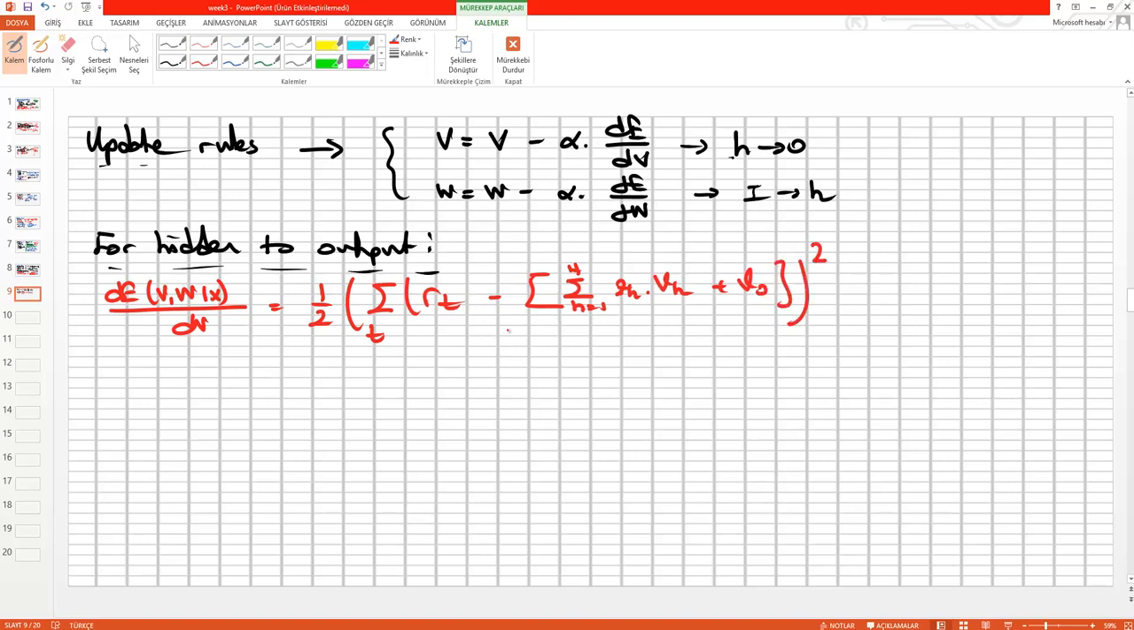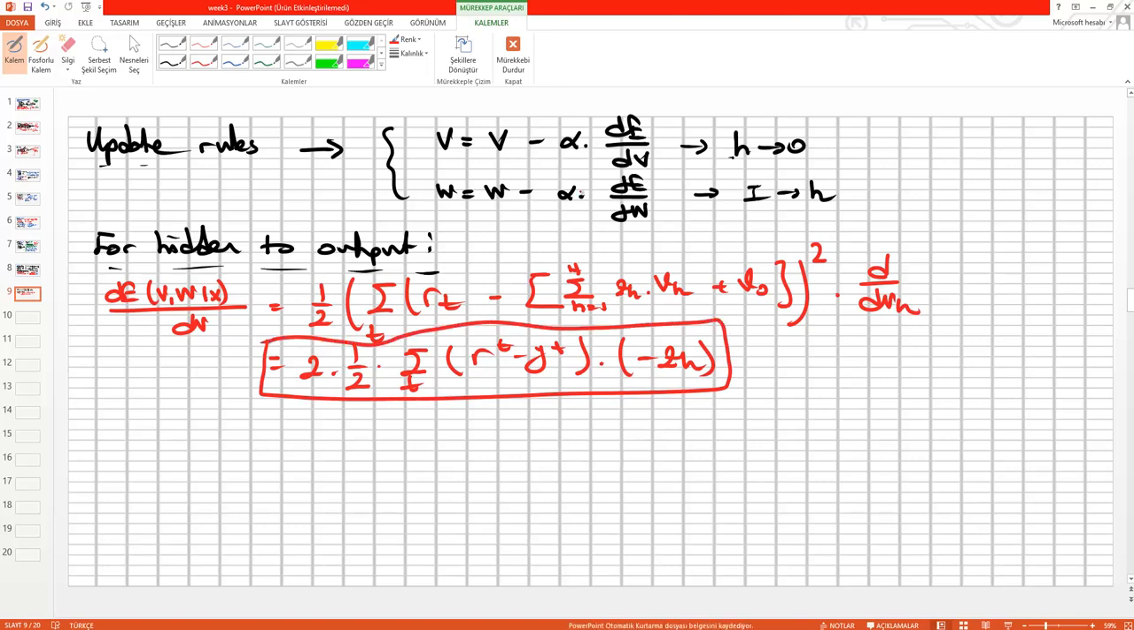Okay, and so we need to take the square form with the derivative operation like this one, and so this yields what? The 2 is coming from this term, and so the 1 divided by 2 is canceled, and so in every iteration we have r^t minus y^t, the training output. If we take the derivative of the internal term, this is minus 1, and so minus z_h. And so this is the first update rule, related to these terms. Okay?